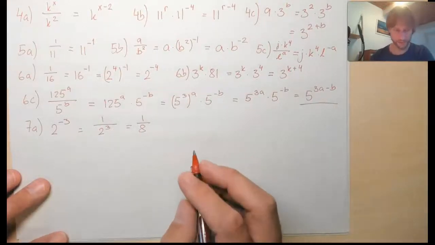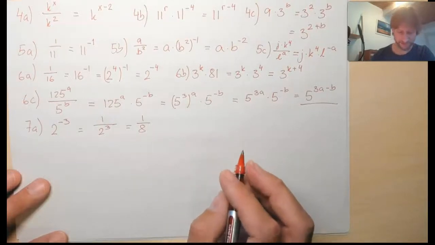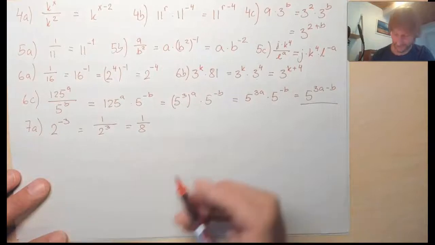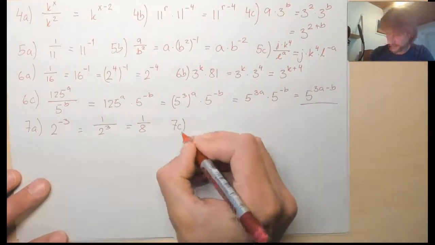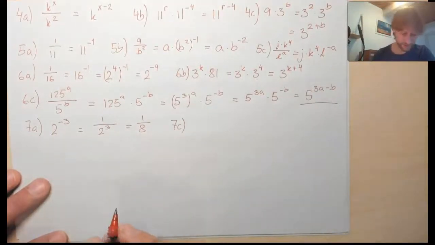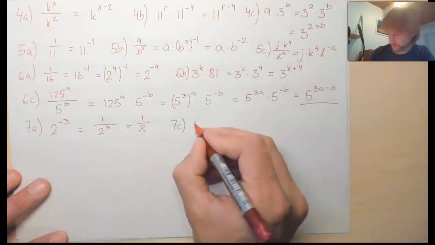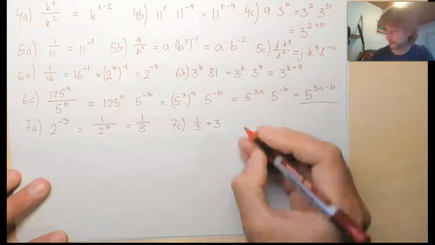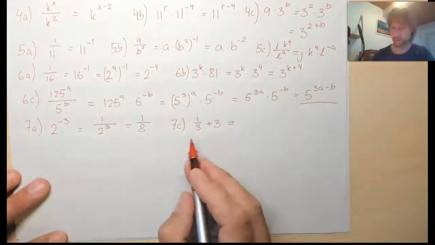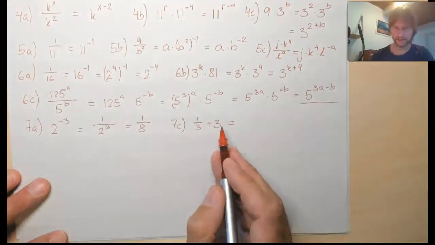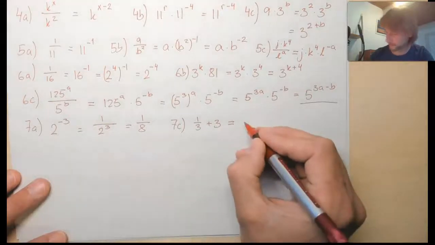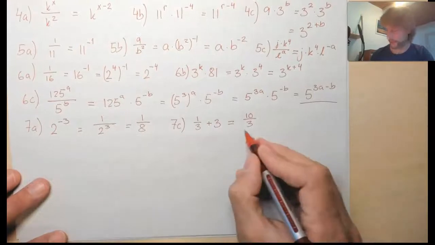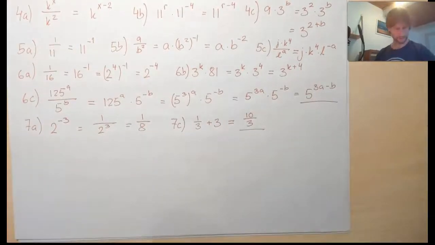7b, I'm not going to spend any time on, since everything to the power of 0 is just the number 1, and can't get any simpler than that. 7c is 3 to the minus 1, that's 1 over 3, plus 3 to the 1, that's 3. And if we want to do one fraction, we can say this is 9 over 3, so altogether we have 10 over 3. And that's a lovely rational number.